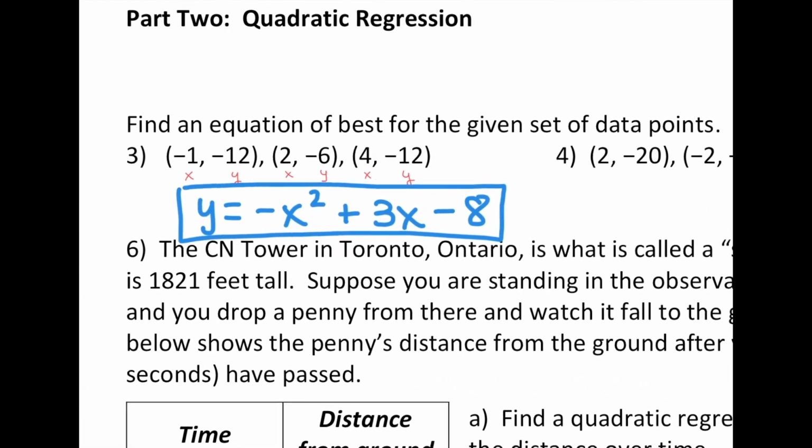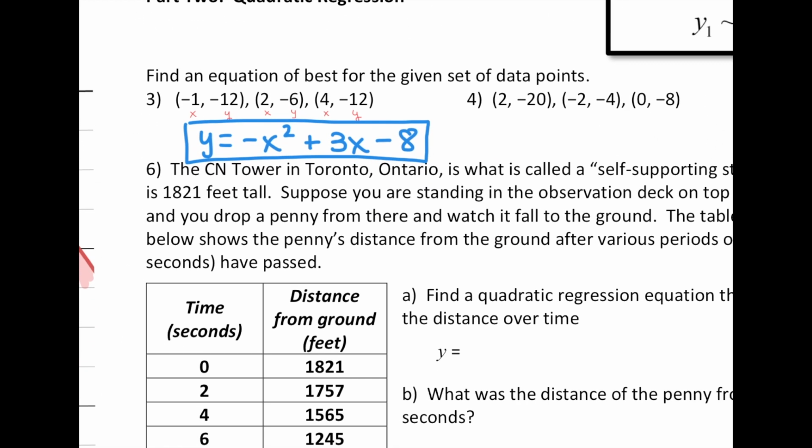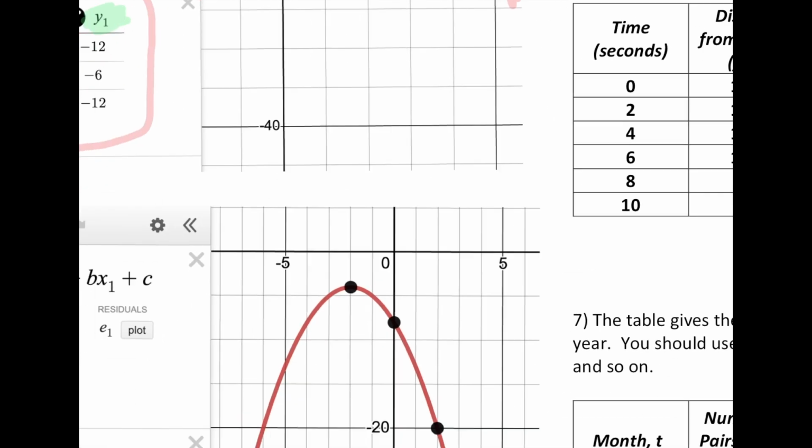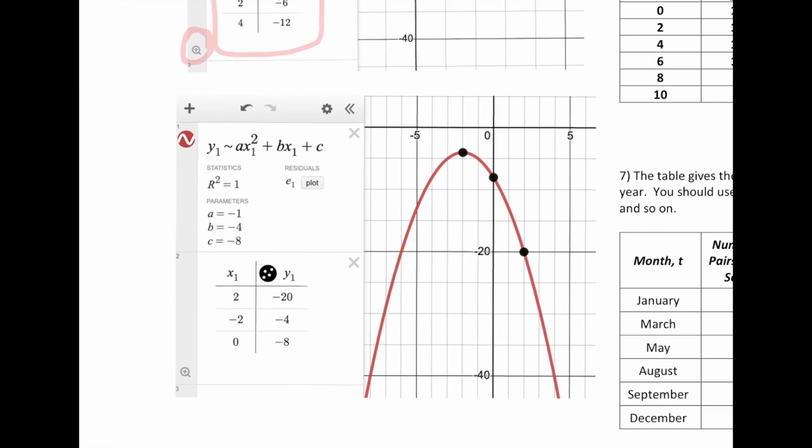So now, number 4, I won't say as much about. Number 4 gives you those 3 points. Your graph for number 4 should look like this. This is number 4. And you're going to look at these values for A, B, and C.